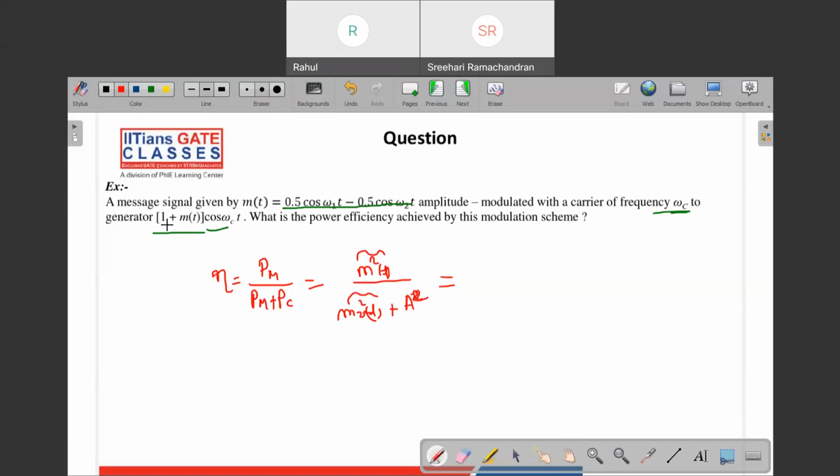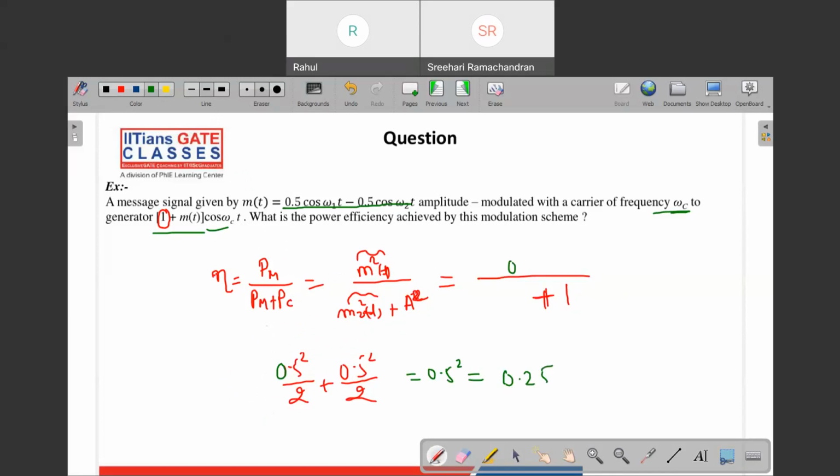Now in this case you see A is equal to 1, so you can say it is 1 plus. Now what is the mean square value? The mean square value will be given as 0.5 square by 2 plus 0.5 square by 2. We know that the root mean square value will be like this, but we want to find just the mean square value, so just remove this root here. So the mean square value will be 0.5 square by 2 plus 0.5 square by 2, or simply 0.5 square, which is equal to 0.25.